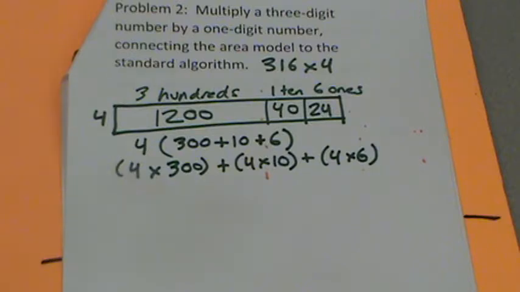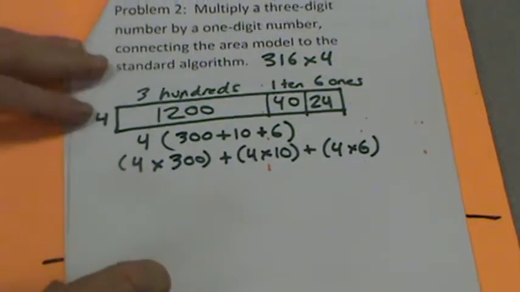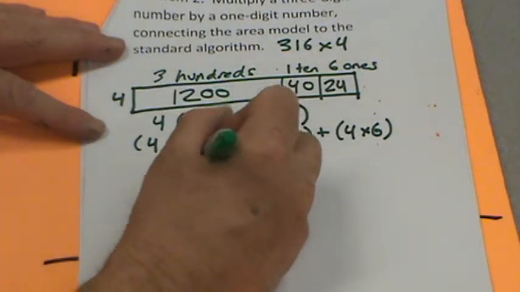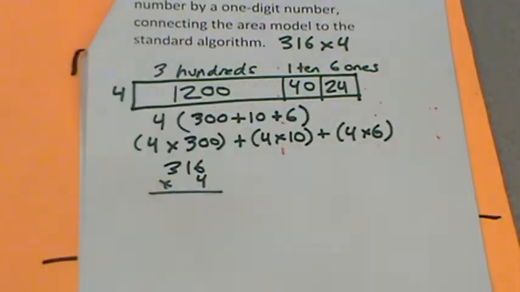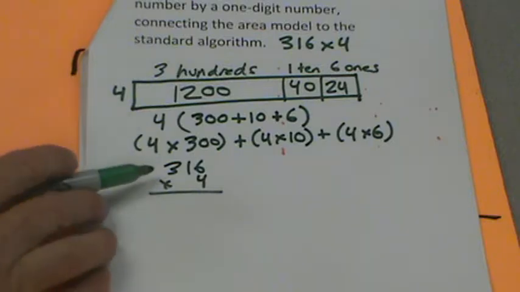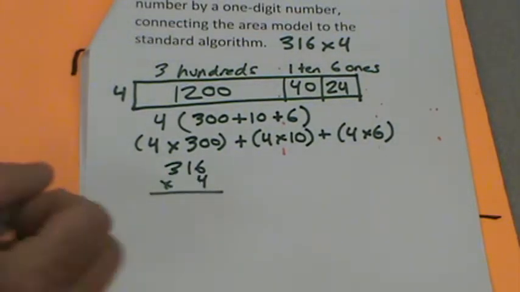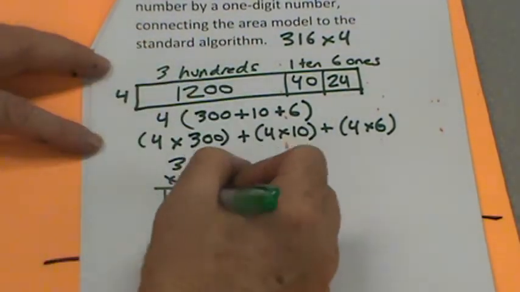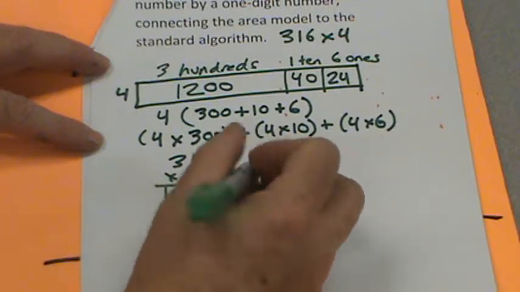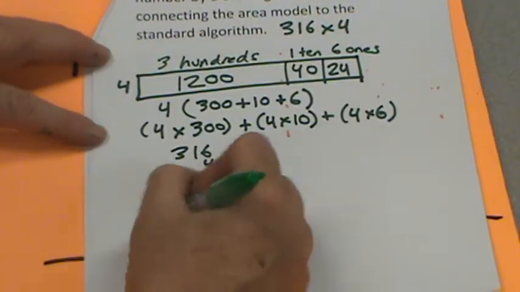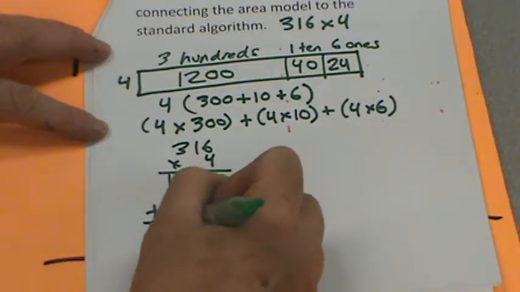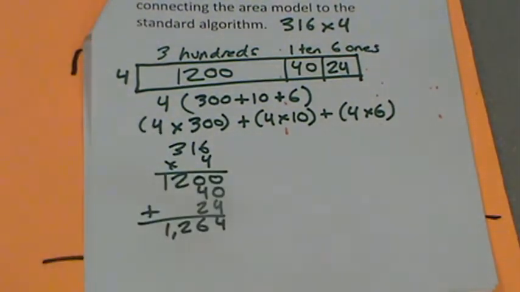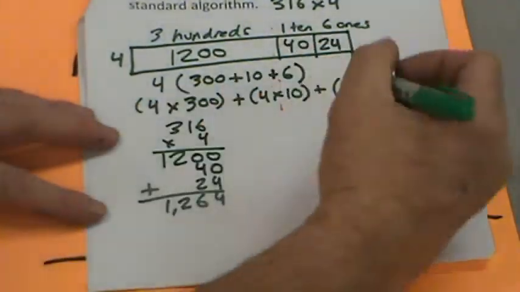Right? Right. So let's see how this stacks up in the partial products, okay? So we're going to do 316 times 4 vertically. And it's just that kind of partial products in reverse. 3 hundreds times 4 is 1200. 1 ten times 4 is 40. 6 ones times 4 is 24. Now we're ready to add. There's 4, there's 6, there's 2, there's 1. We have 1,264. Let's crack this puppy in the standard algorithm world.